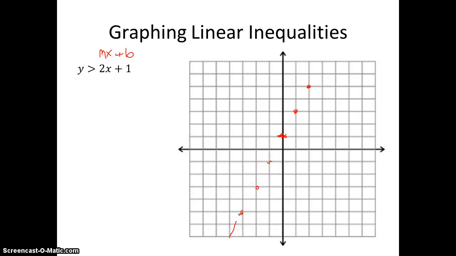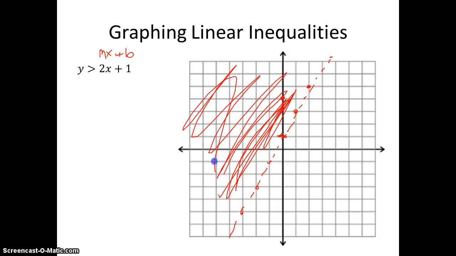So now we can go ahead. And because I have a strictly greater than, can it equal to it? No. So now our line is going to be a dotted line, signifying that our solution is close to that, but not exactly equal to it. And I need a y that is greater than it. So if y is greater than our line, I have a 0, 1 here, and this is a 0, 4. 4 is greater than 1, so I'm going to go ahead and shade above it.